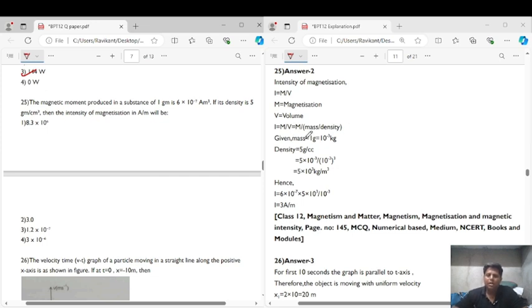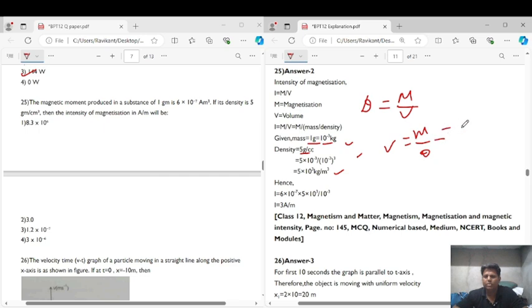So given mass is equals to 1 gram, so mass will be equal to 10 to the power of minus 3 kg. Density is being given as 5 gram per centimeter cube, so it will be 5 into 10 to the power of 3 kg per meter cube, right? So we have density, we have mass, from here we'll get the volume. So we know that density is equals to mass upon volume. So volume is equals to mass upon density. So here mass is 10 to the power of minus 3 and density is equals to 5 into 10 to the power of 3, right?